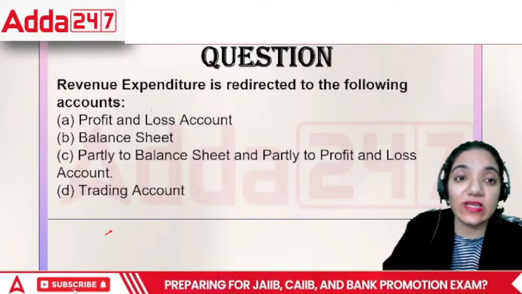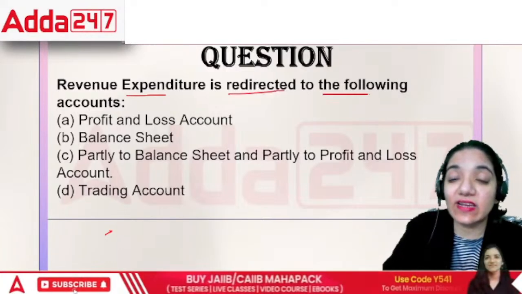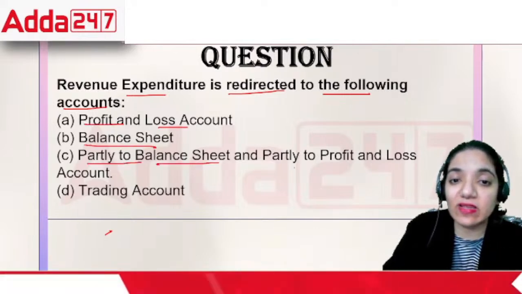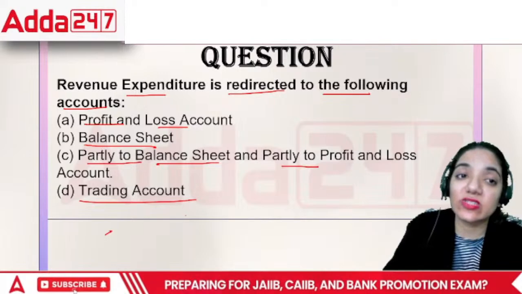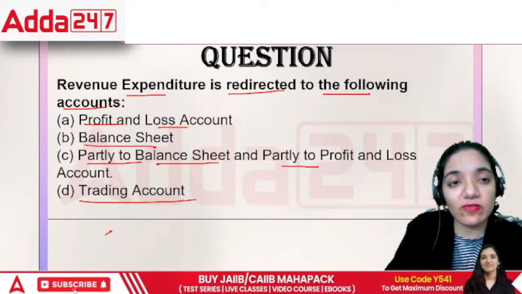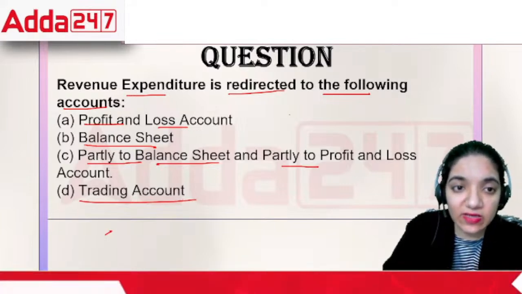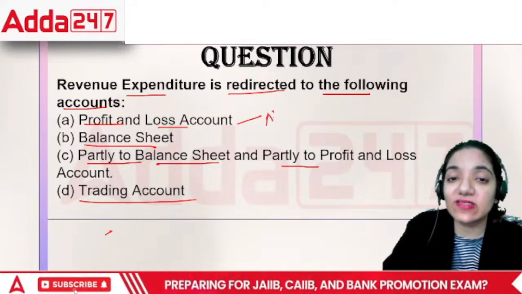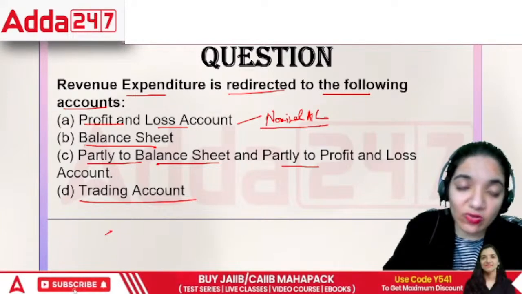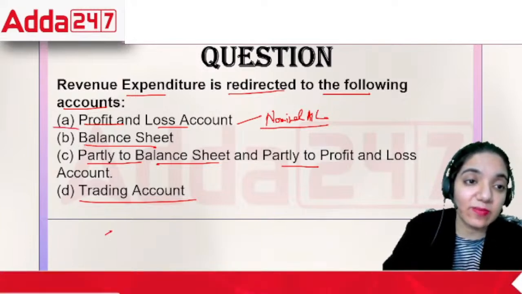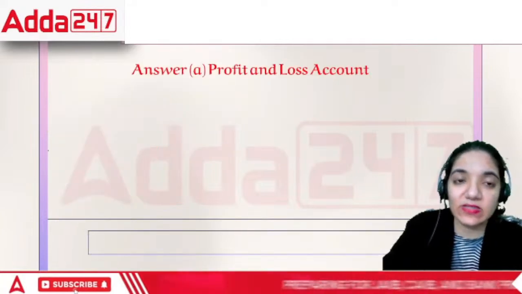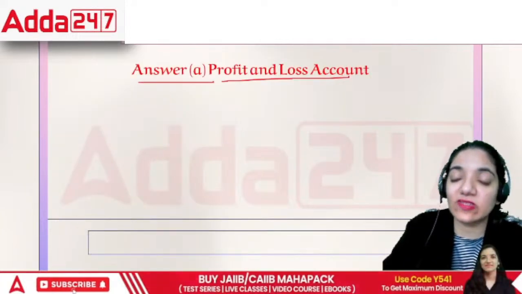Now, the next question, the revenue expenditure is redirected to the following accounts: profit and loss account, balance sheet, partly to the balance sheet, partly to the P&L, or trading account. Revenue expenditures are taken towards the P&L because it's a nominal account which records all the expenses as well as all the incomes. So the correct answer is A, profit and loss account.